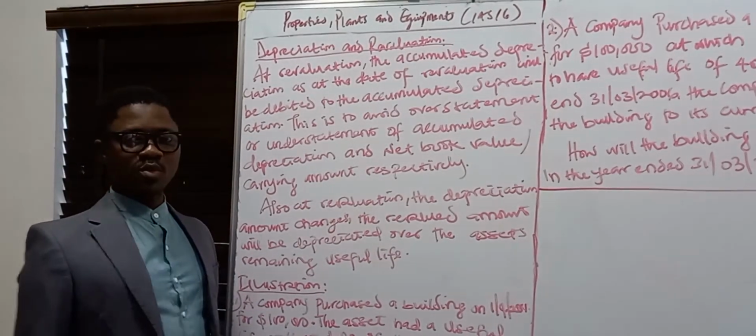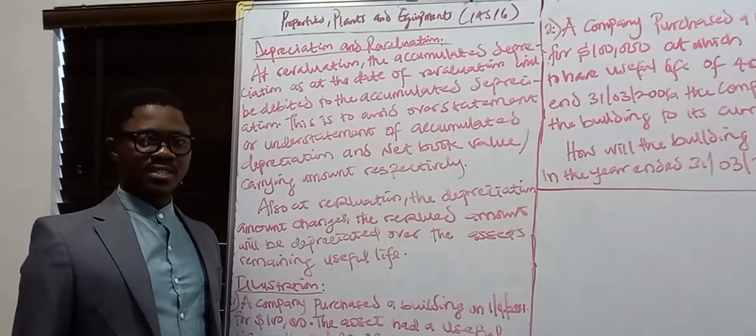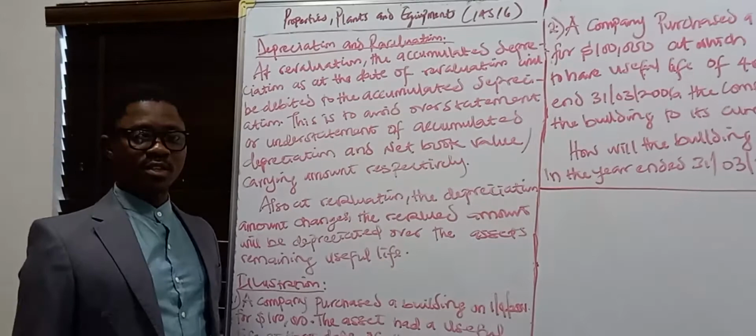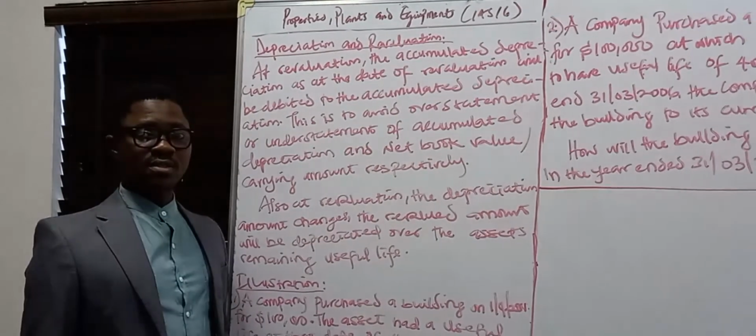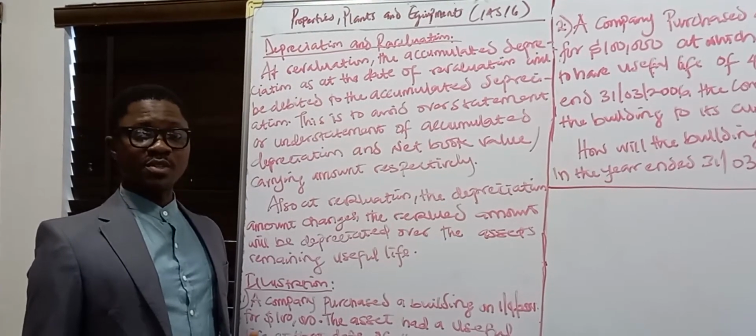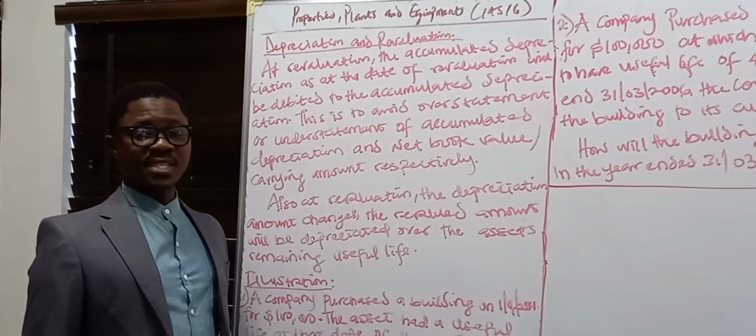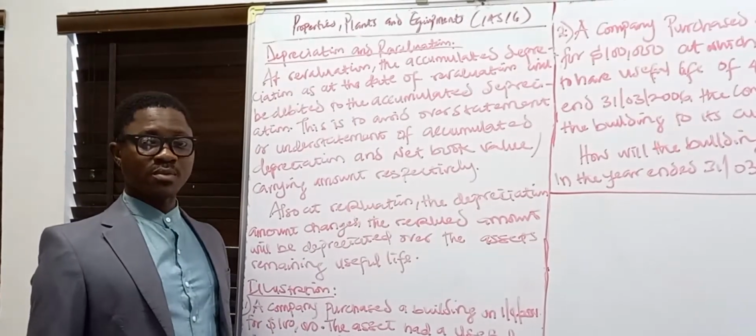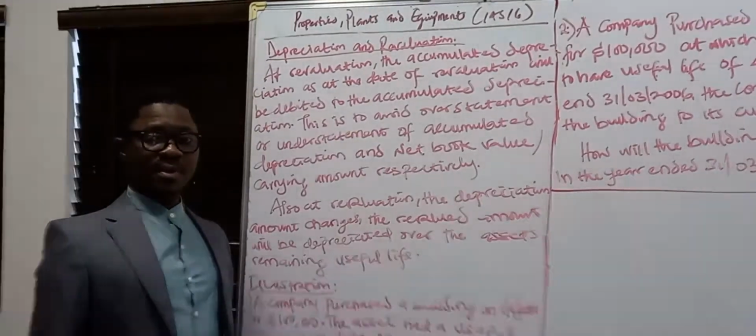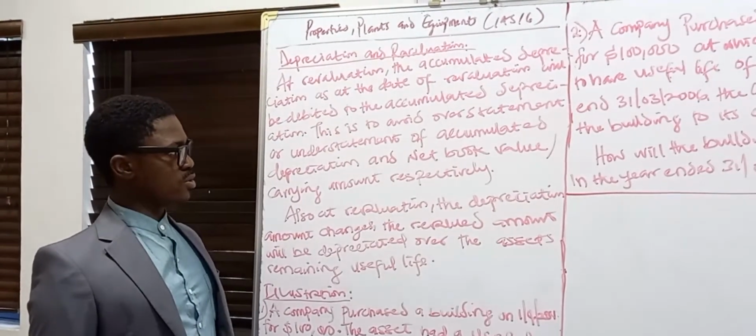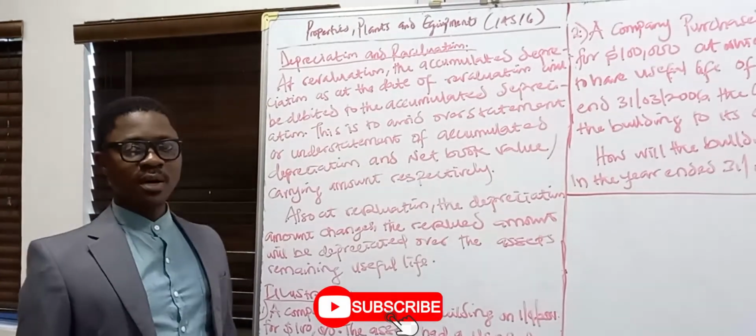In the previous episodes, we emphasized in the first episode the objective of IAS 16. We said that the objective of IAS 16 is the accounting treatment of property, plant, and equipment with respect to the declaration and presentation in the financial statement, with emphasis on the carrying amount, depreciation, impairment losses, and the cost recognition. So in this episode, we're talking about depreciation and revaluation.